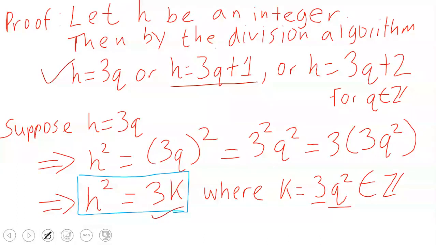All right, so now suppose that h equals 3q plus 1. So suppose when you go in that bag and pull out that random integer h, you got a number that is not a multiple of 3, but it's a multiple of 3 plus 1.